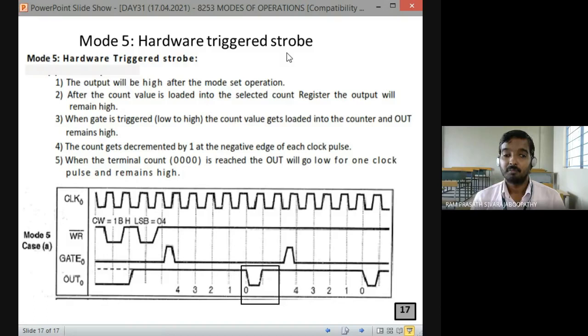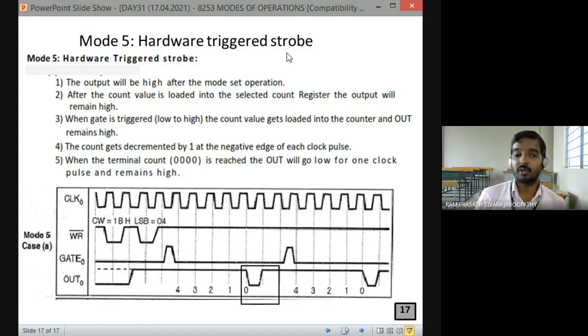Concluding. Mode 0: as soon as the control word is loaded, out becomes low, correct? Then after we load the count value, out remains low. Fine. Yes or no? Once the count value gets loaded, on the immediate negative edge the count keeps decrementing. On terminal count out becomes high again, and the pin is maintained high till you load a new count value. Fine. That is mode 0.